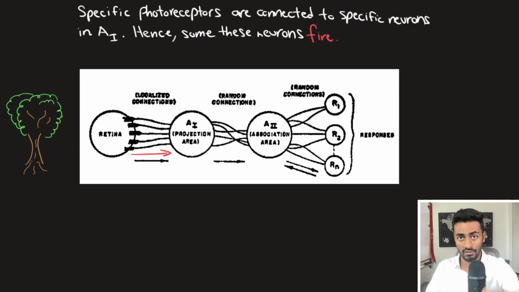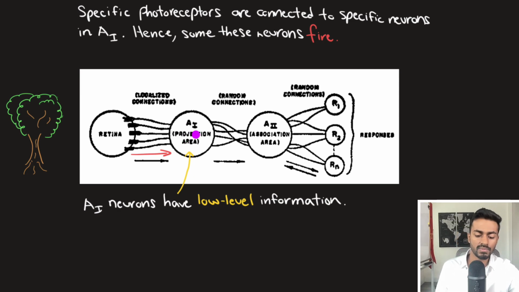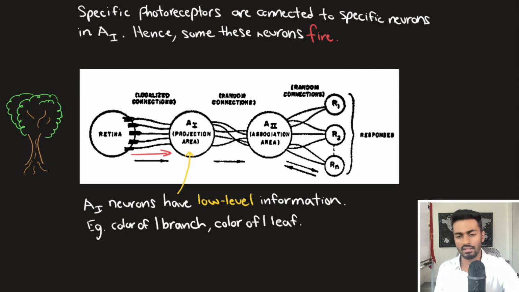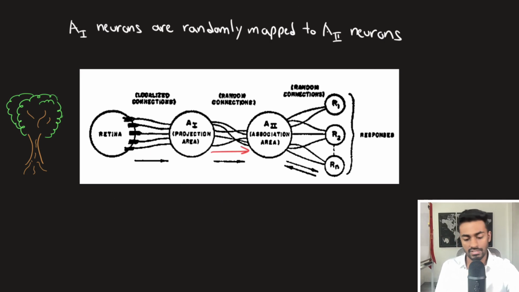Then specific photoreceptors are now connected to specific neurons here, and these specific neurons will fire, right? And the specific neurons here will actually contain some low-level information. And this low-level information could be like the color of a single branch or a color of a single leaf. This is because they are directly connected to individual receptors that provide very raw, low-level information. Now, these neurons, through the random connections, are now going to be mapped to the A2 neurons.